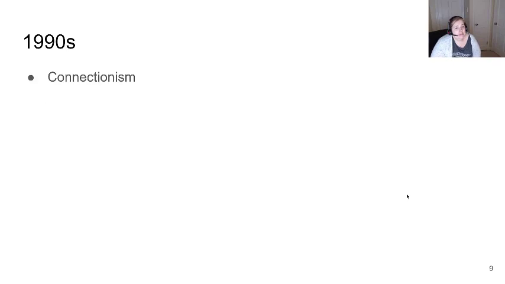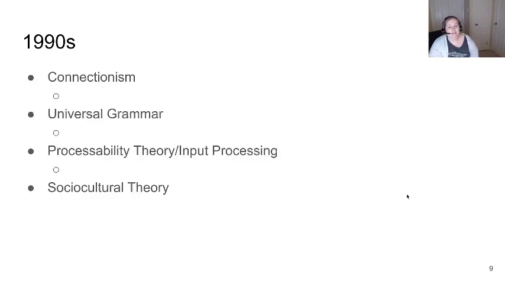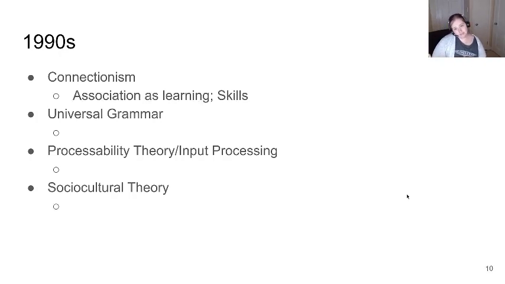And in the 90s, we see the same thing. We see connectionism, we see more universal grammar, we see processability theory, and something called sociocultural theory. And connectionism, like UG, is compatible with monitor theory, which says that second language acquisition is an association, just like we do any other learning activity. It's about learning skills, right? It suggests that learning a language is the same as riding a bike. You just got to do it enough times.